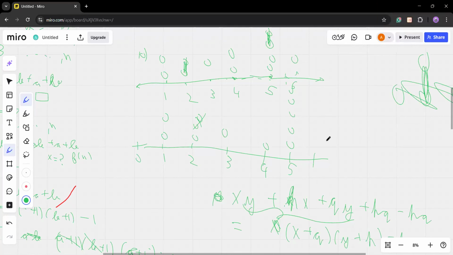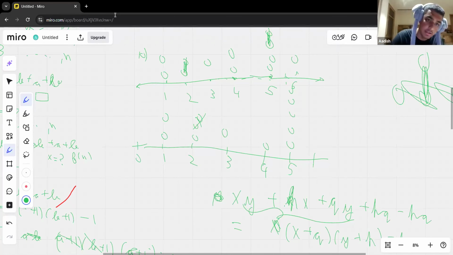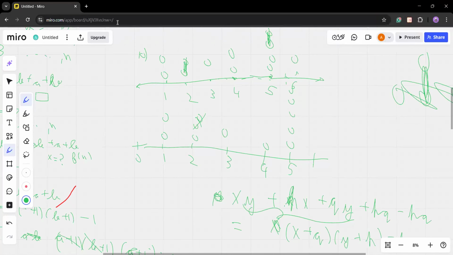I think I figured it out with the function idea. Okay, send it to me in private chat. The answer.